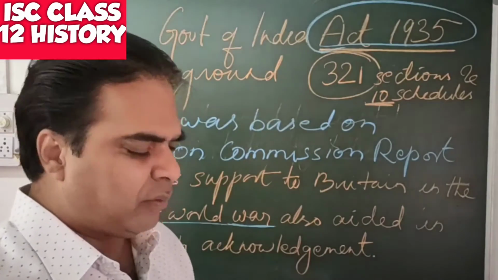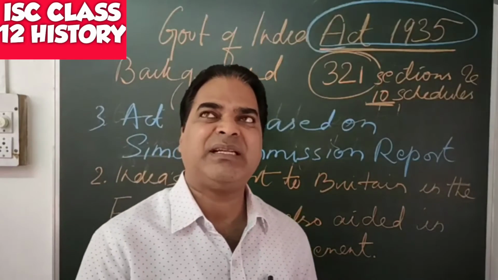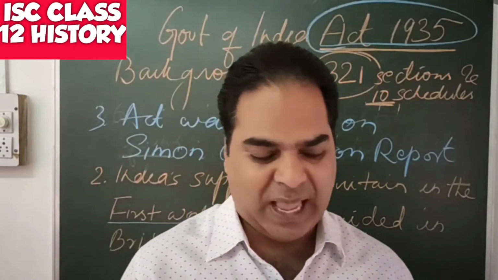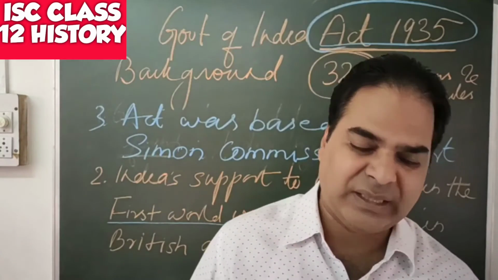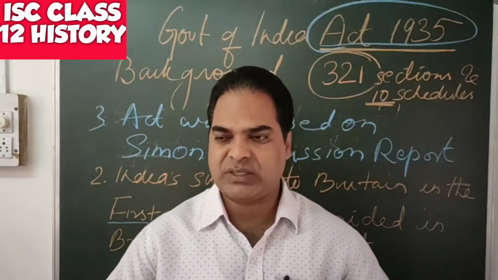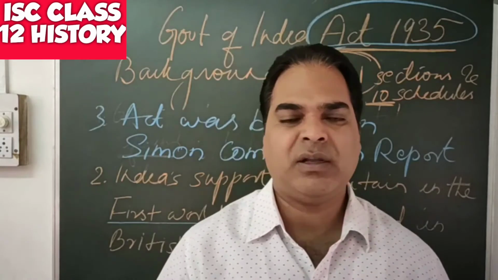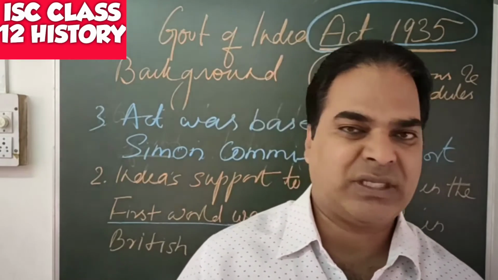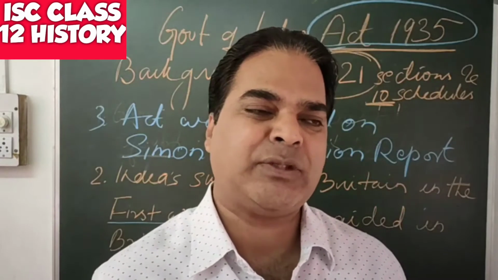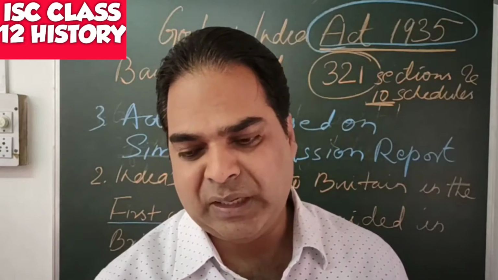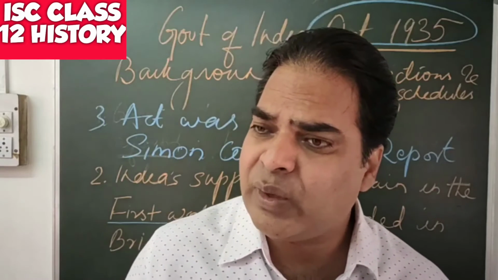The Simon Commission submitted its report to the Round Table Conference, and the recommendations were made there. In the first Round Table Conference, as I told you earlier, it was completely a failure because there was no representation of Gandhiji, that means the Congress, in the Round Table Conference.